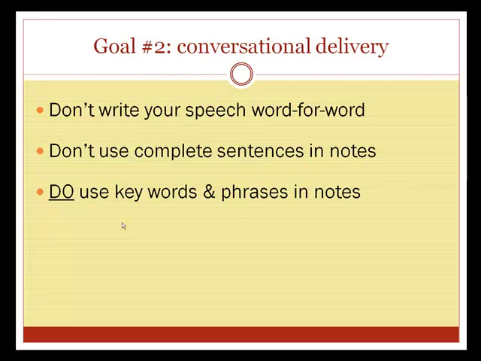We write differently than we talk. And so it's very important to try to learn to, it's called extemporaneous speaking, to play off of your notes in a conversational tone without having it written out in paragraph format.